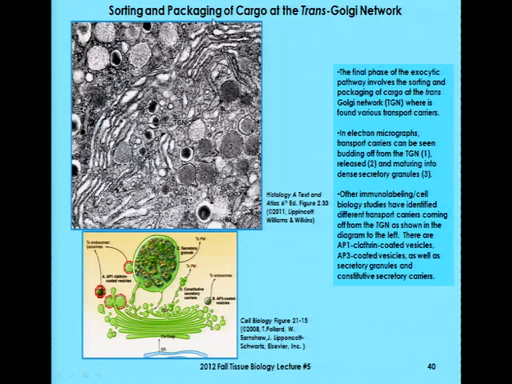Now, sorting and packaging at the trans-Golgi network is summarized here. The final phase of the exocytic pathway involves the sorting and packaging of cargo at the trans-Golgi network. And we saw from other Golgi EMs that along the trans-Golgi network there are secretory vesicles.